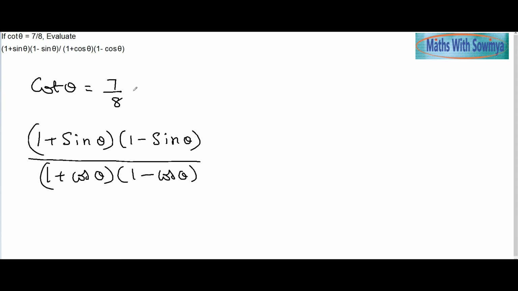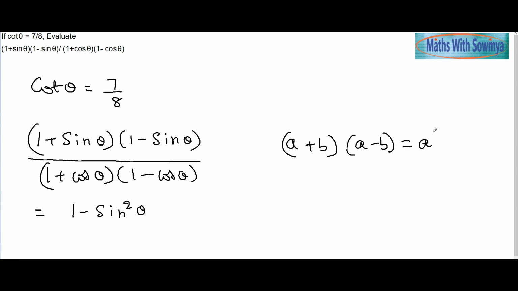One way is you have the cot theta, and using these values you can find sin and cos. Otherwise, a simple way: this is in the form (a plus b)(a minus b), which gives a square minus b square. You know the a plus b into a minus b formula. So this is 1 square minus sin square theta, and this is 1 square minus cos square theta.